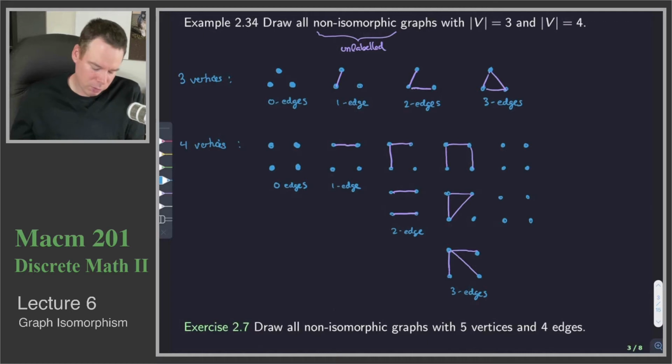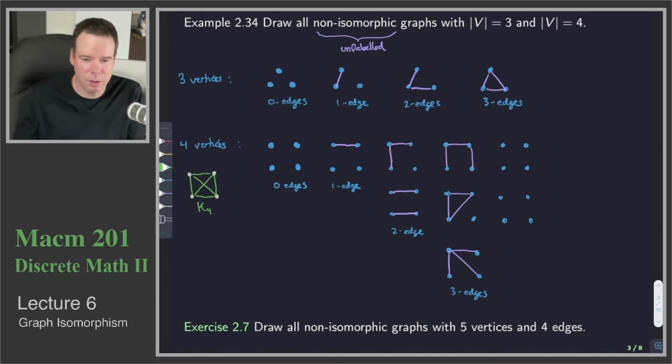I don't know how many we're going to need, but let's see. So if we're going to do 4 edges, maybe as we start to get bigger, we should take a step back and say all of these graphs were drawn. They're all going to be subgraphs of K4. So they're all going to be subgraphs of this graph here, K4.